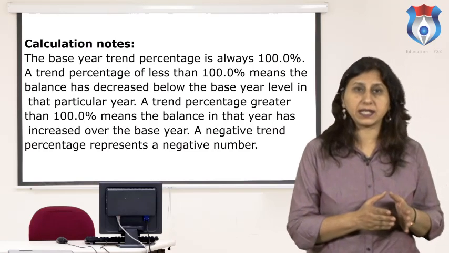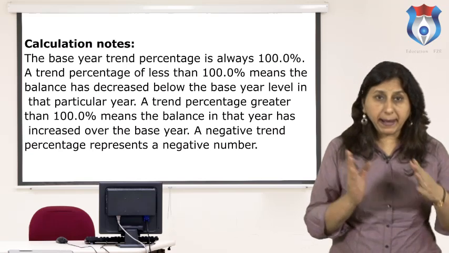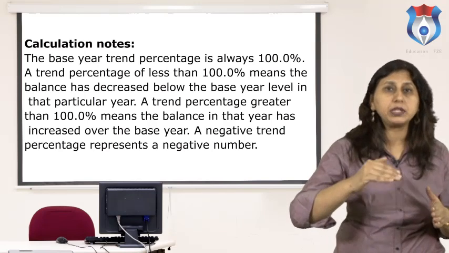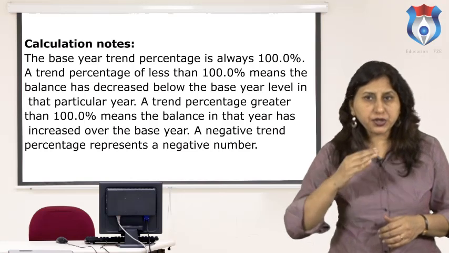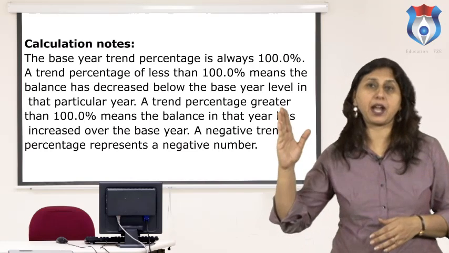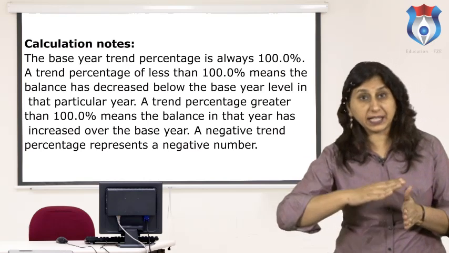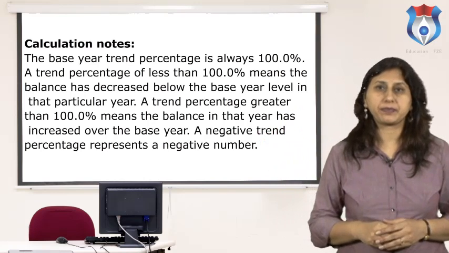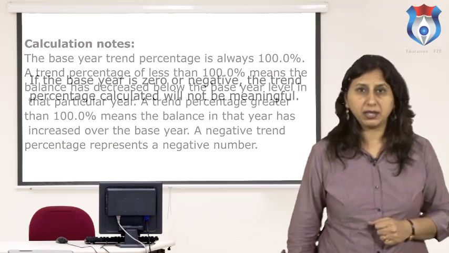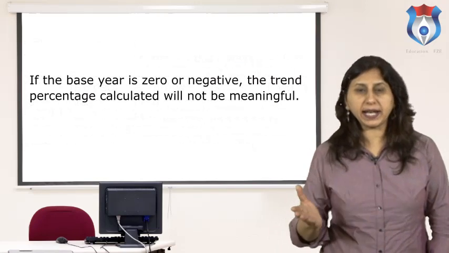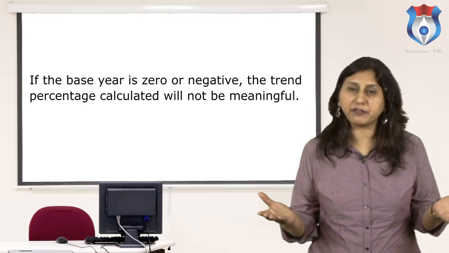A trend percentage of less than 100.0% means the balance has decreased below the base year level in that particular year. A trend percentage greater than 100.0% means the balance in that year has increased over the base year. A negative trend percentage represents a negative number. If the base year is 0 or negative, the trend percentage calculated will not be meaningful.